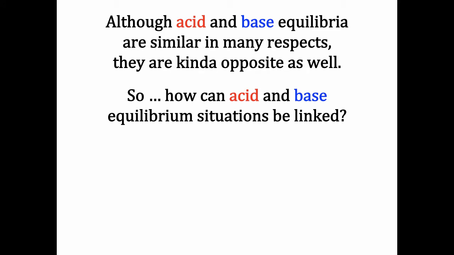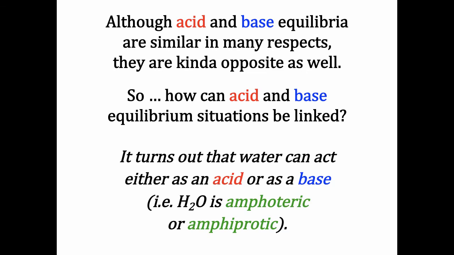Now, as a note, we've done acid equilibrium type calculations. We've now done base equilibrium calculations. And there's a lot of similarities, but there's some differences. Acid and base equilibria are similar in many respects, but they're kind of opposite because acids and bases are chemically kind of opposite to each other. So how do we link the two? How do we link acid and base equilibrium situations?